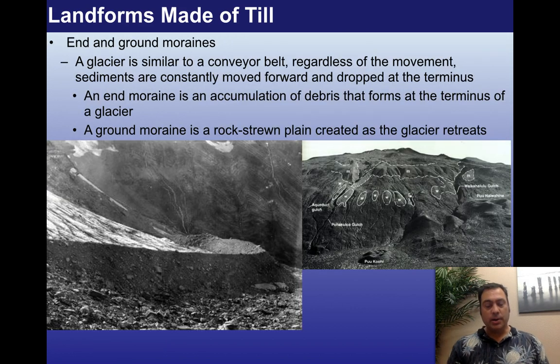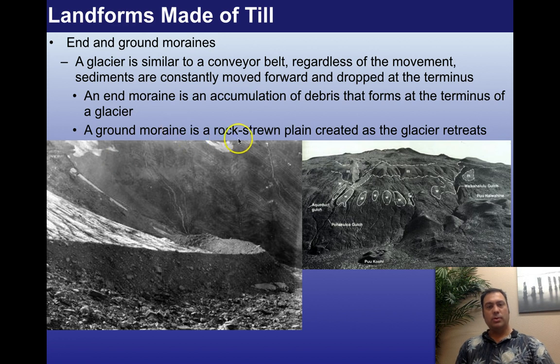There's other kinds of till deposits that we need to talk about, and these are probably the most famous. Because a glacier is similar to a conveyor belt, regardless of the movement, sediments are constantly moved forward and dropped at the terminus, which means at the end, right? So it's constantly scouring stuff off the mountain and pushing it down. So an end moraine is an accumulation of debris that forms at the terminus of a glacier, usually from just the physical movement of the glacier bulldozing those rocks into that position.